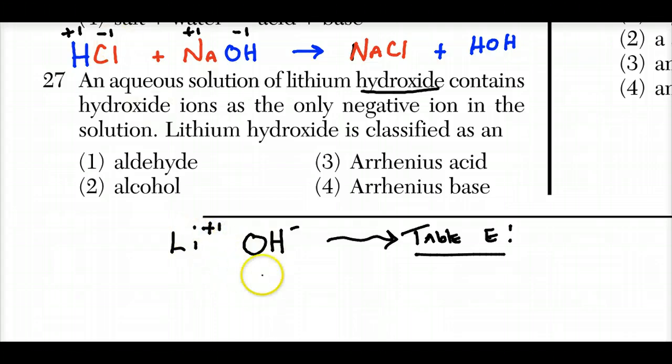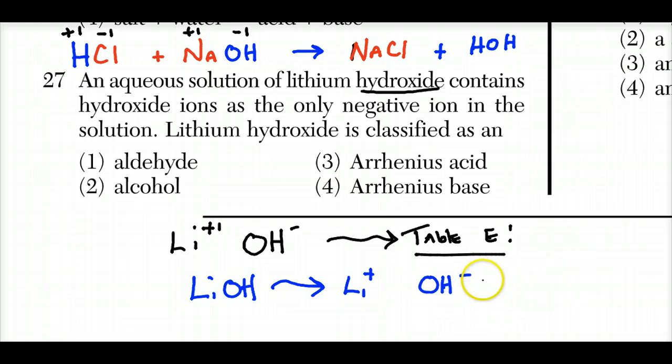So if lithium is +1 and hydroxide is -1, we can write LiOH, and it's a base because it dissociates into lithium plus ions, which are spectators, and hydroxide ions. So the only thing in solution that's negative when you drop this in water is the hydroxide ion. This is the definition of an Arrhenius base.